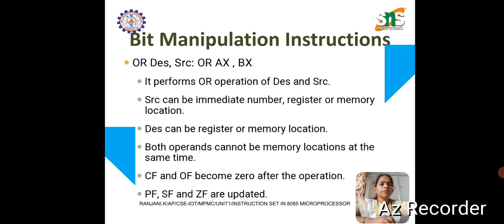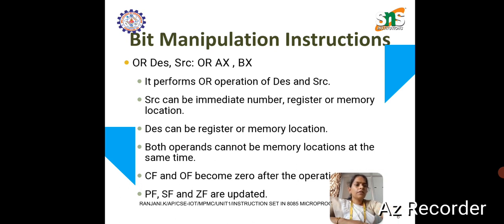Next, OR. It performs the OR operation between destination and SRC. The example is OR AX, BX. The value stored in BX is ORed with the value stored in AX. Here SRC can be an immediate number, register or memory location, and DES can be a register or memory location. Both operands cannot be memory locations at the same time. The CF and OF become 0 after the operation, and PF, SF and ZF can be updated. These flags can be updated.